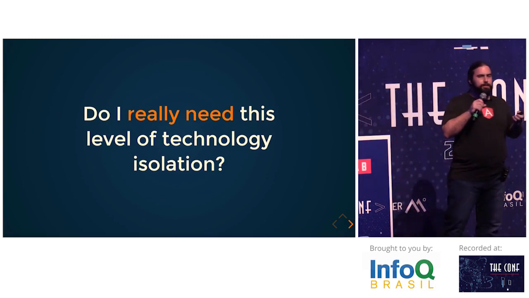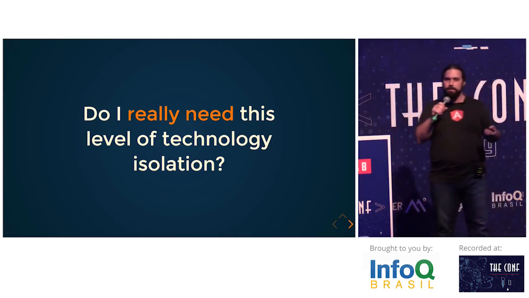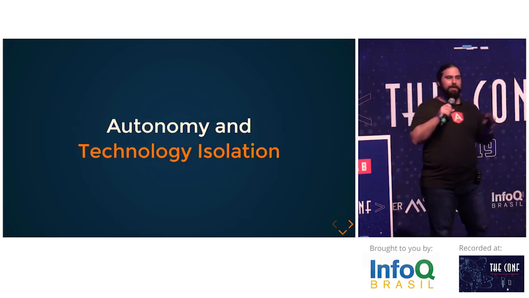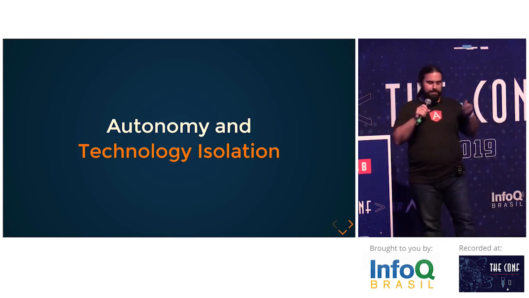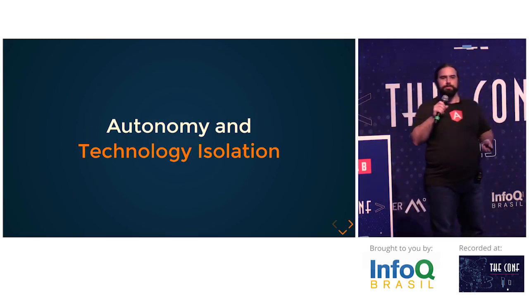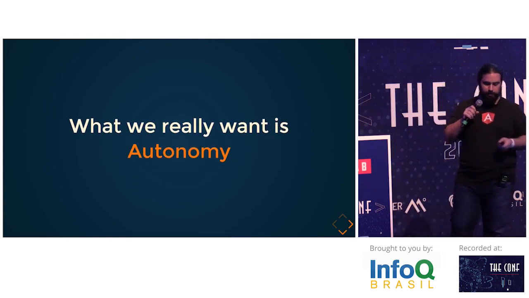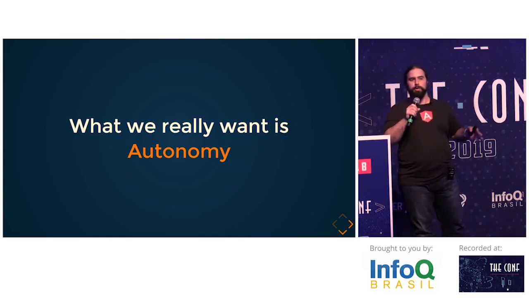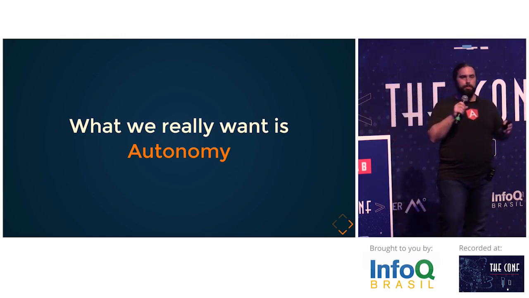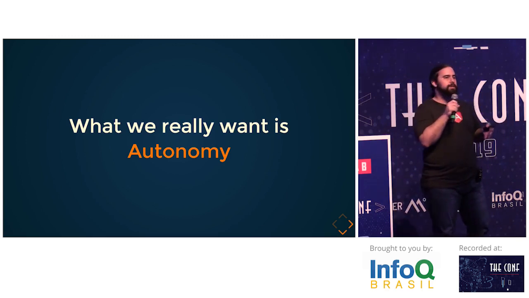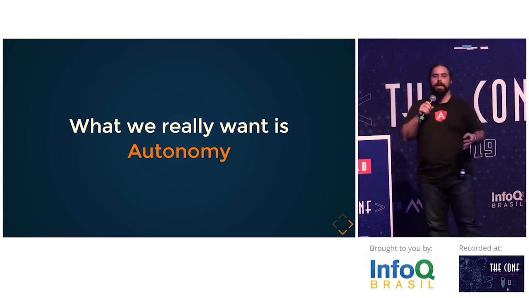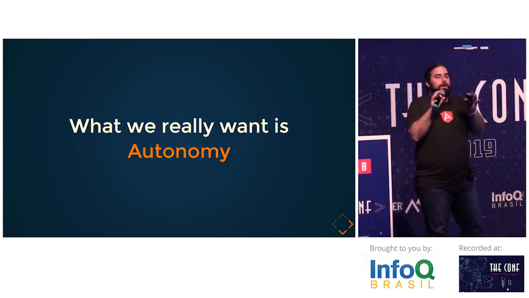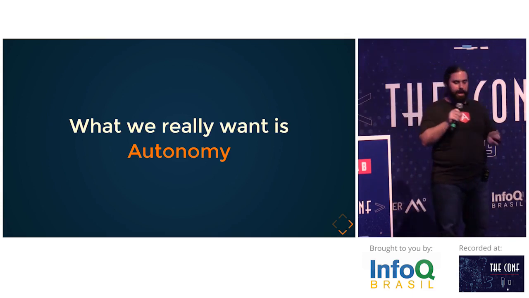Another question is, do we really need this technology isolation in all places, for all teams? So let's move on to that: what is autonomy and technology isolation? It's an important thing to answer. What we really want, I believe almost everyone here agrees, is autonomy. That's what's important. We want to do our job without asking for permission for everything all the time, and we want to have our square where we can do whatever we want most of the time, within the context that we have there.